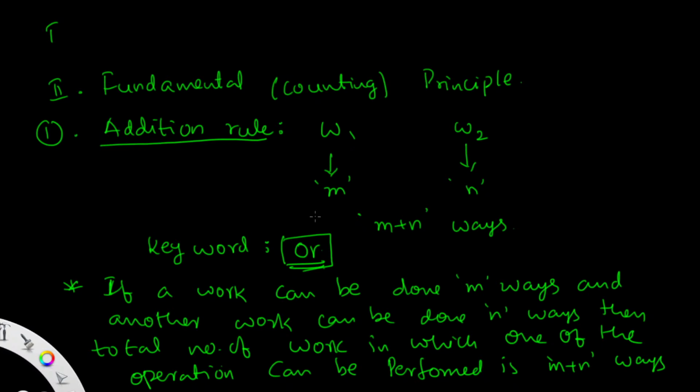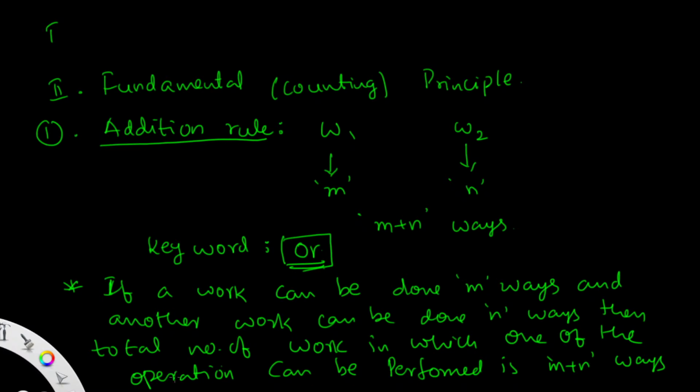There is another fundamental rule; the first rule is the addition rule. What is meant by the addition rule? If a work can be done in M ways and another work can be done in N ways, then any one of the operations can be performed in M plus N ways. This is the addition rule.